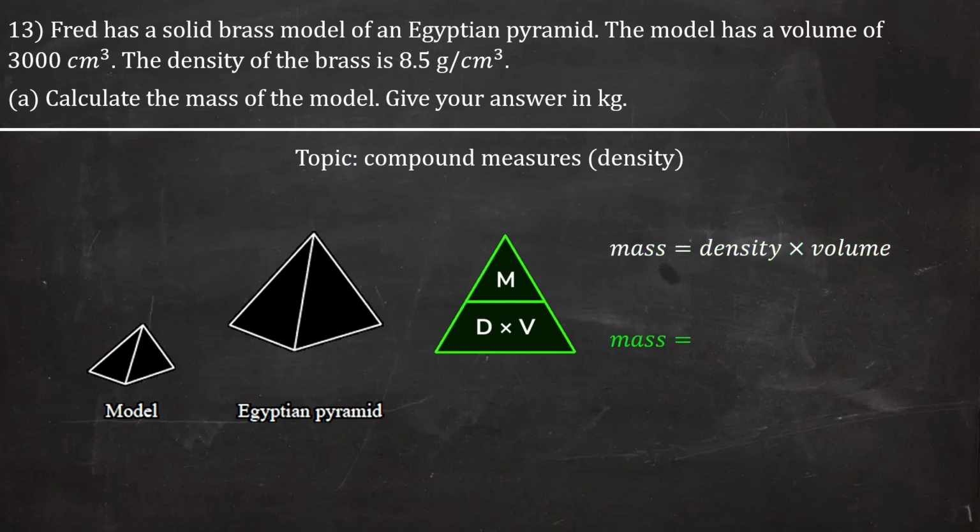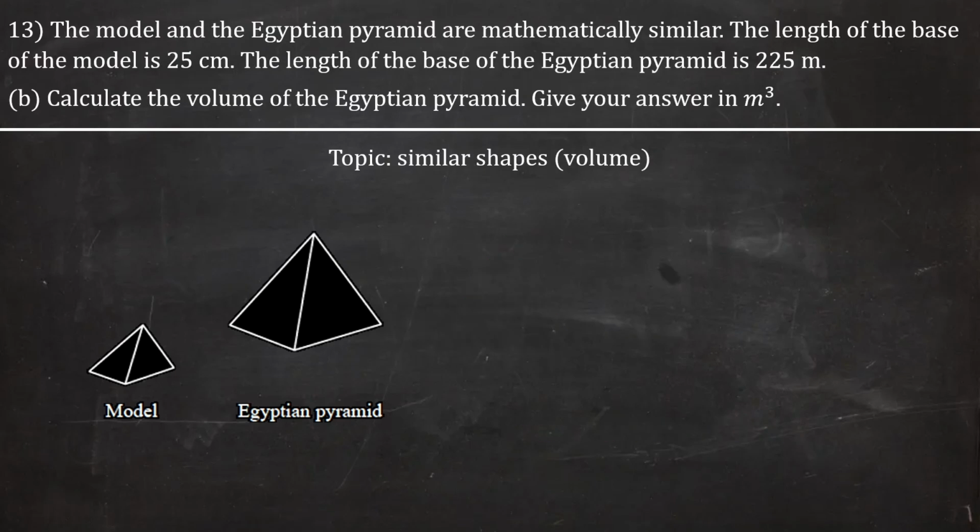So the mass of the pyramid is going to be the volume, which is 3,000, times the density, which is 8.5. You put that in your calculator and you get that the mass is 25,500 grams. You put that as your answer and you lose a mark because you didn't read the question properly. The question is asking you to give your answer in kilograms. So in order to do that, we need to divide it by 1,000, so you get that the final answer is 25.5 kilos.